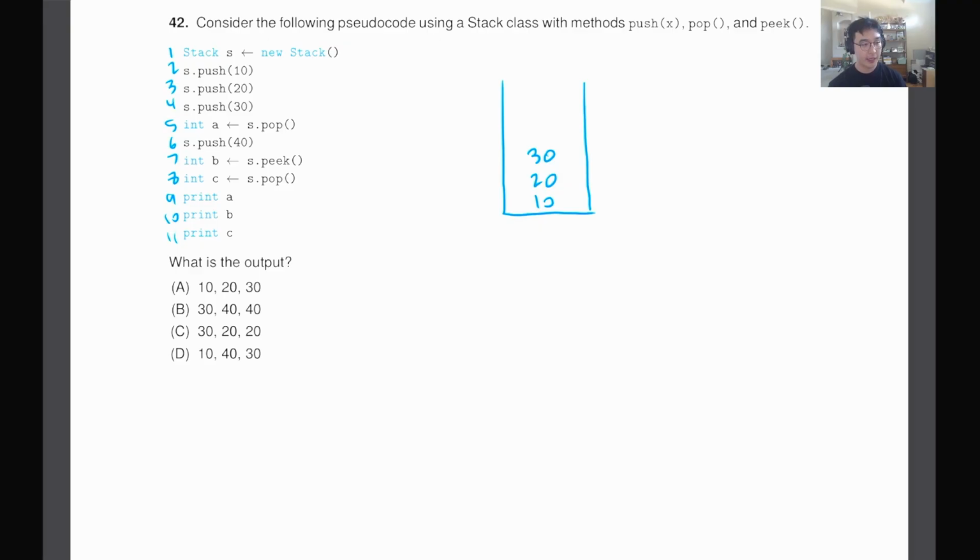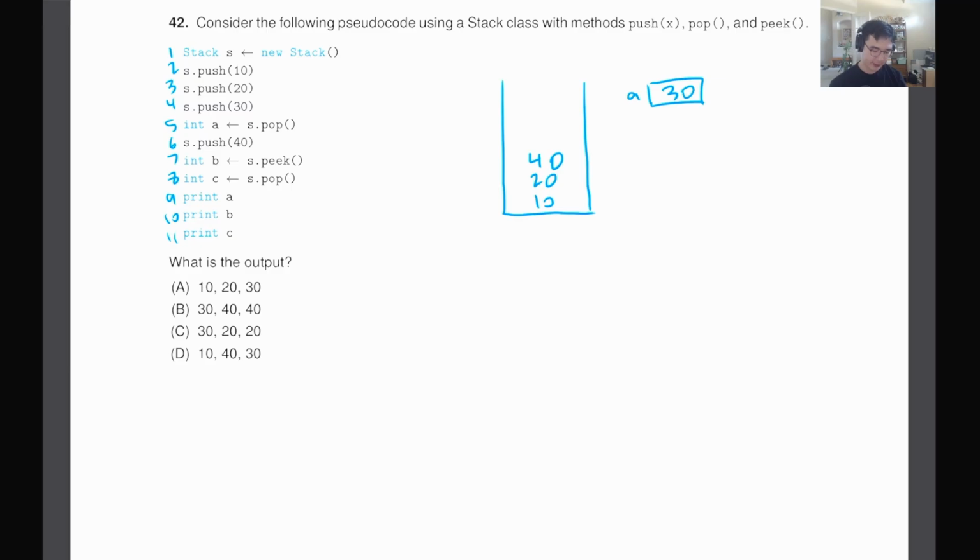Line 5, I go ahead and pop the value and assign it to variable A. So when you pop something from a stack, notice how you access the values inside this data structure? You have to go from the top, right? And you can only get what is on top. So you pluck that 30, which is the value on top, and we give that to A. Line 6, we push the value of 40 into the stack.